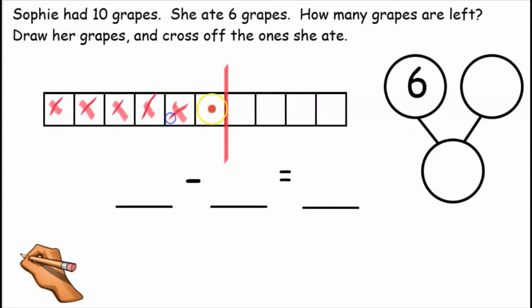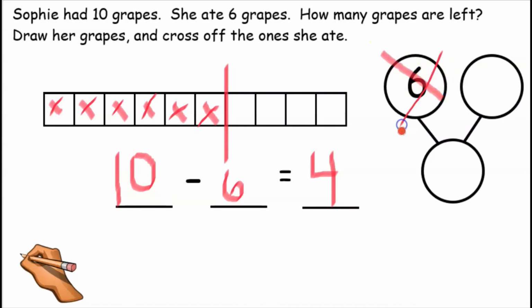She ate. So we have 10. She started with 10 grapes. She ate 6. I see my line breaking it apart. And then we have 1, 2, 3, 4 left. 10 minus 6 equals 4. Now my number bond, they gave us that 6. We know that 6 is what she ate, so I'm going to cross that out. We're going to start with 10 minus 6 equals 4.